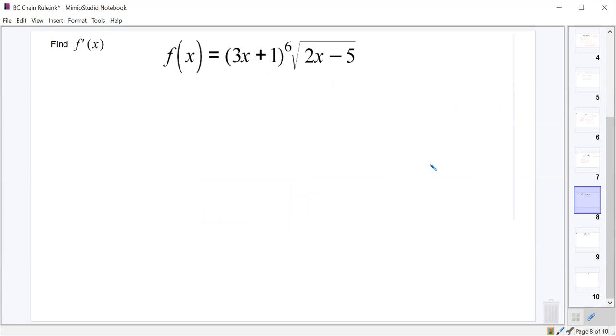Could we apply both rules, the product rule and the chain rule together? Hopefully so. All right, so you guys do this one on your own, and then we'll talk about it in a second. So this is 3x plus 1 to the 6th times the square root of 2x minus 5.